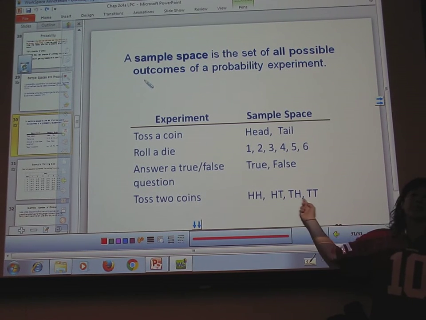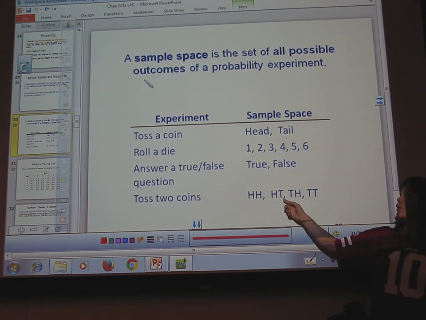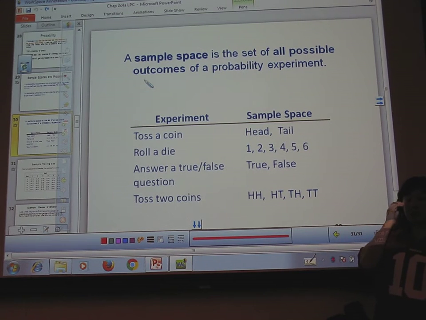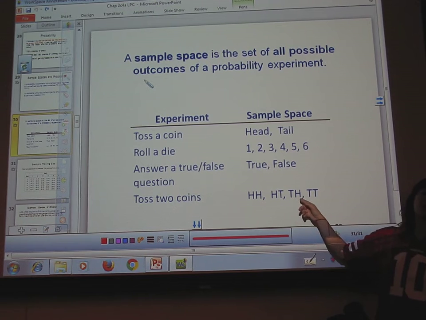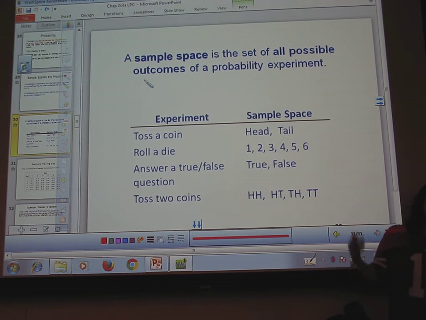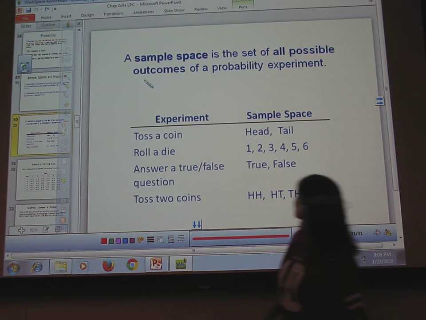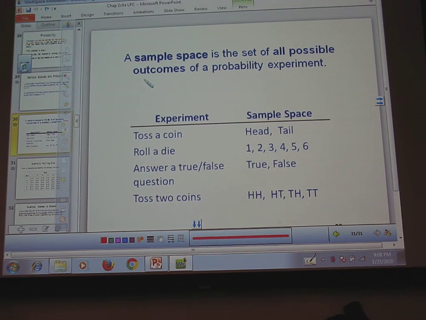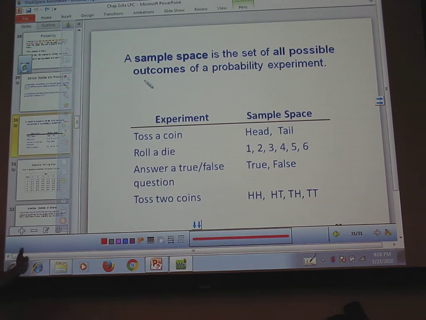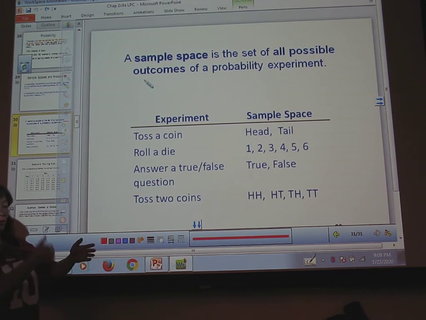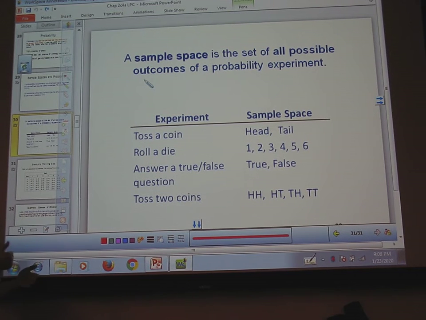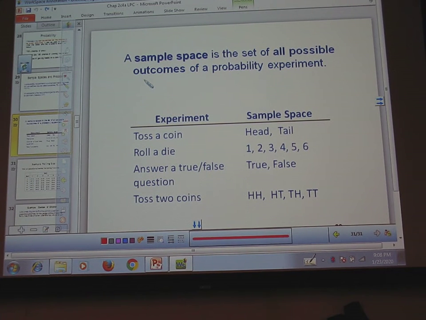These are not the same. Heads, tails, and tails, heads are not the same. This means heads on the first, tails on the second, versus tails on the first, heads on the second. You can decide which one you want to be first or second. It doesn't matter as long as you're consistent. Someone brought up in my other class that order kind of matters. With probability, yes, the order matters. Heads, tails is different than tails, heads. They are different outcomes.